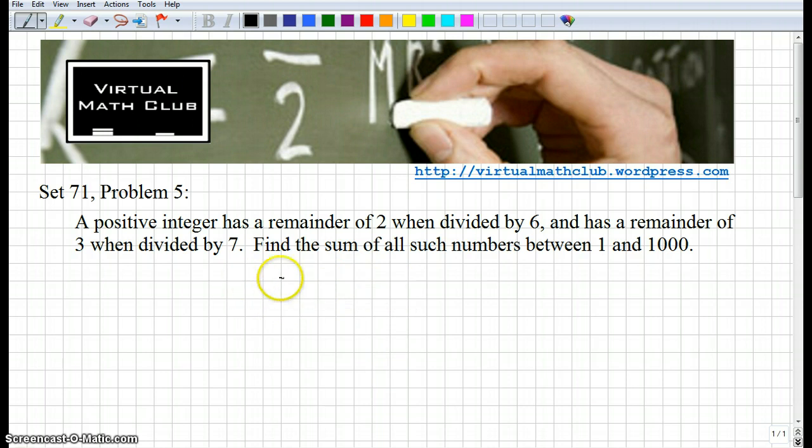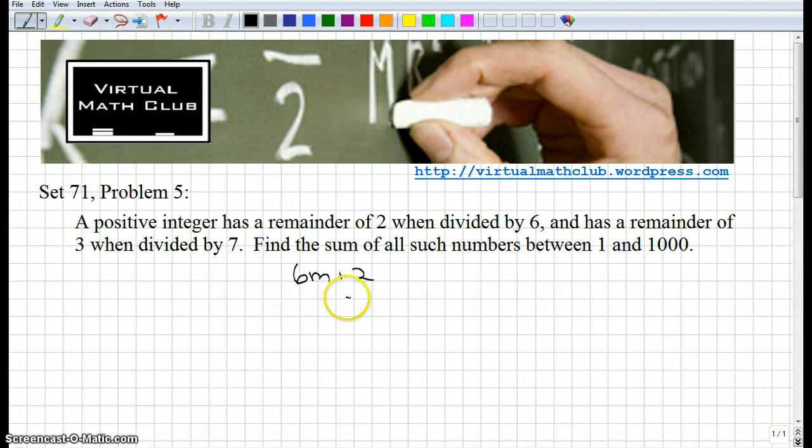But sometimes you just sort of got to start diving in and working with what you're given, and sometimes you can make sense of it. So let's rewrite what we are given here. We're given an integer, and when it's divided by 6, it has a remainder of 2. So what does that mean? It means that that integer is a multiple of 6 plus 2.